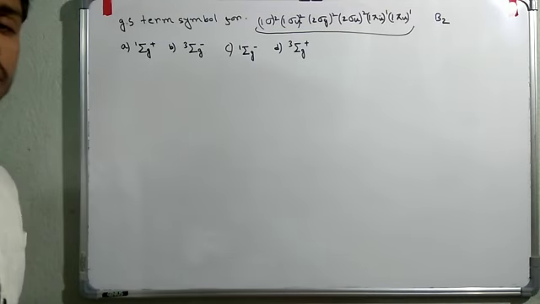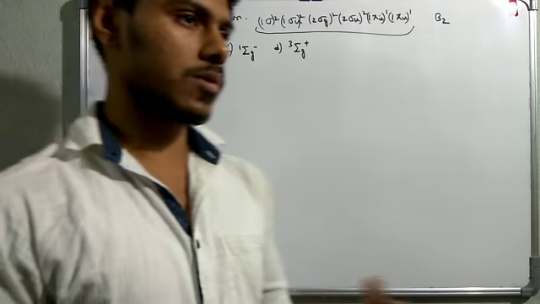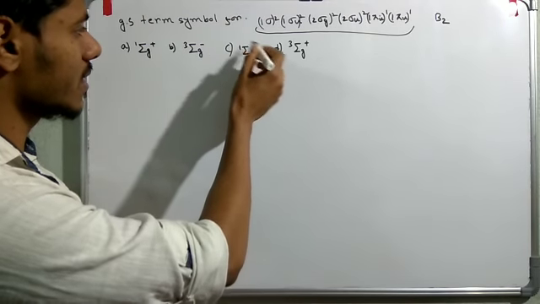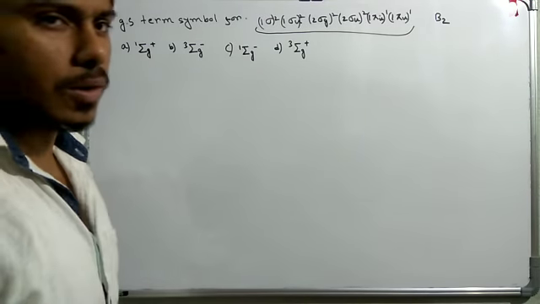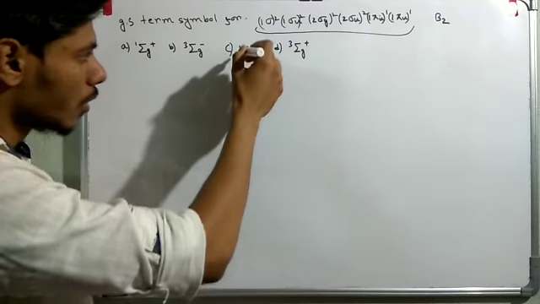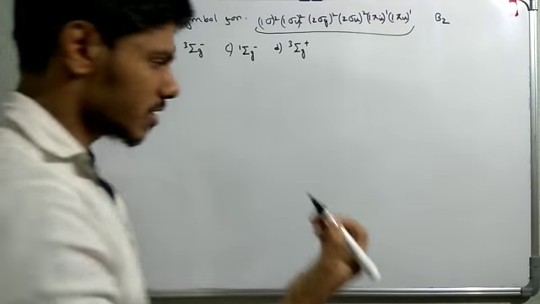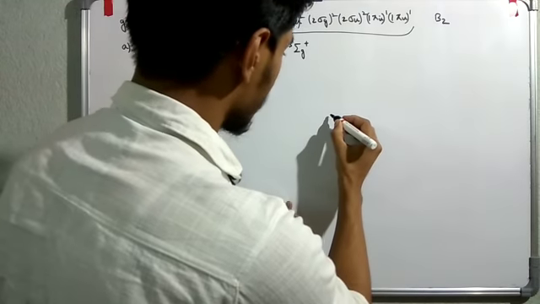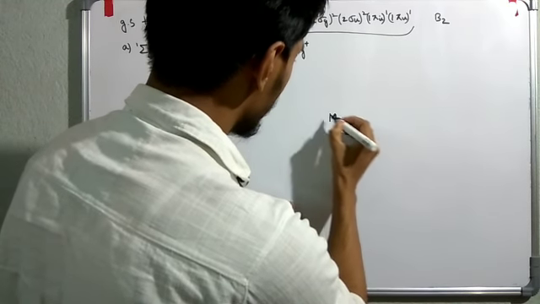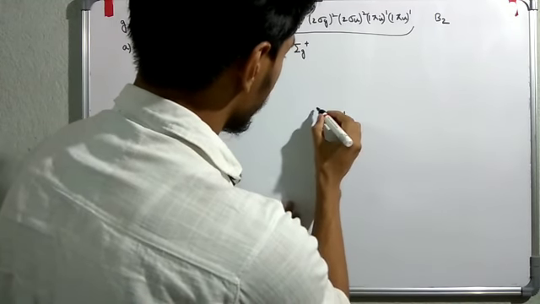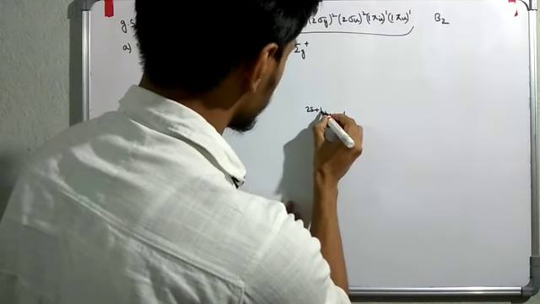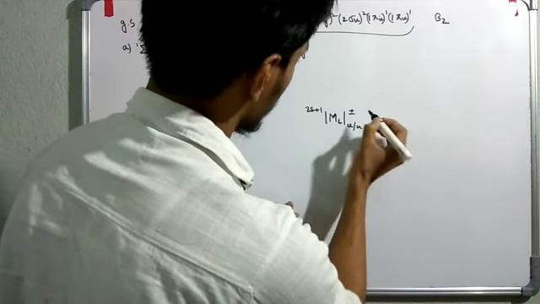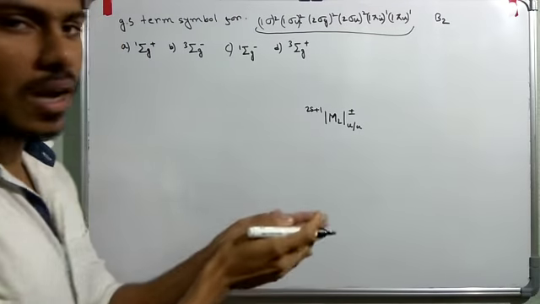First you should know how a molecular term symbol is generally represented. This is how the molecular term symbol is generally represented, but you have to know the meaning of each of these terms. Any molecular term symbol is generally represented as |ML|, then 2S+1, here either g or u, and here plus or minus. Now what does each term mean?